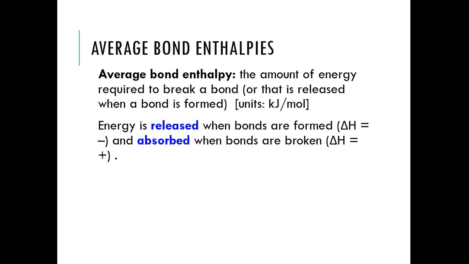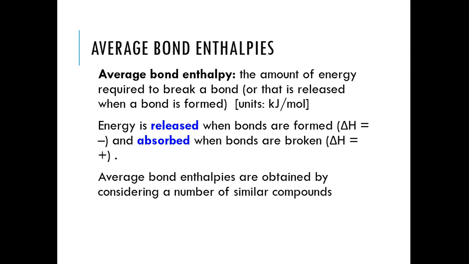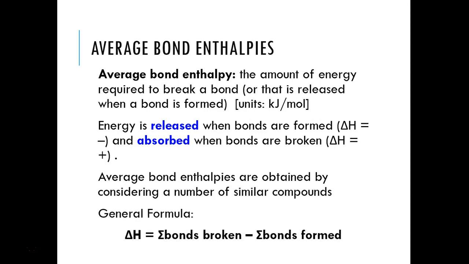Remember, energy is released when bonds are formed and absorbed when they're broken. People are usually pretty okay with the idea that energy is required to break bonds, but it's a little harder for people to accept that energy is released when bonds are formed. Average bond enthalpies are obtained by considering a lot of similar compounds. So you know now, having studied organic chemistry, that carbon-hydrogen bonds are in a lot of different compounds. So what you're seeing here is an average, and we'll talk about the limitations of that in a little bit.